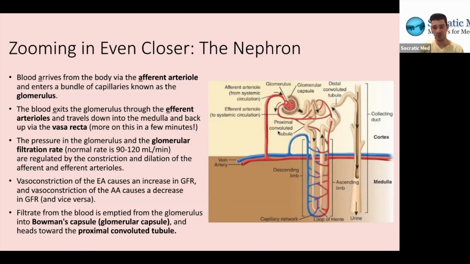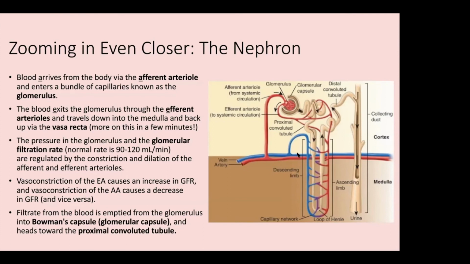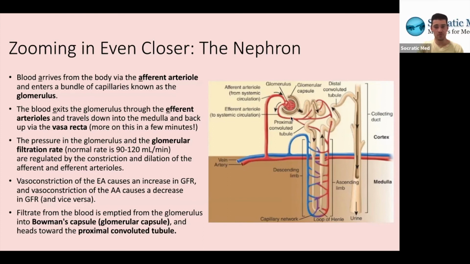The vasa recta are these capillaries that follow this loop over here, which we'll later talk about, called the loop of Henle. The pressure in the glomerulus and the glomerular filtration rate, which for normal filtration is about 90 to 120 milliliters per minute in humans, is regulated by the constriction and dilation of the afferent and efferent arterioles.